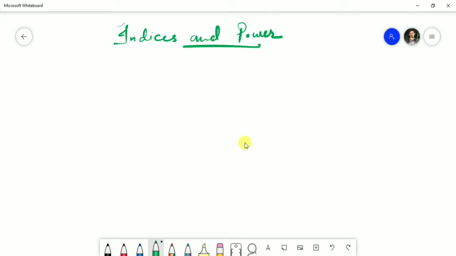Hello everyone, welcome to the class. In this class we will learn about indices and power. Why are indices and power important? Before we start, let me tell you this is very easy. You can do it by yourself, and don't think this is tough. Okay, let's start, and let me tell you about indices first.